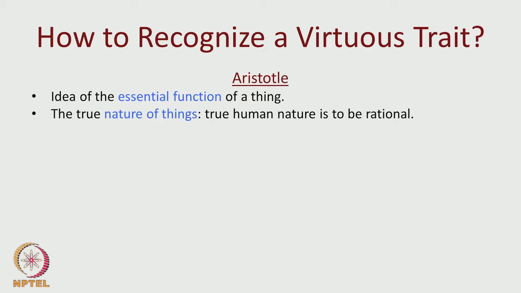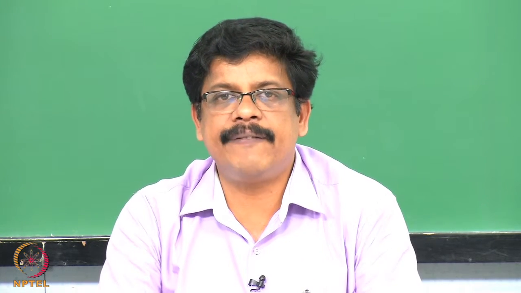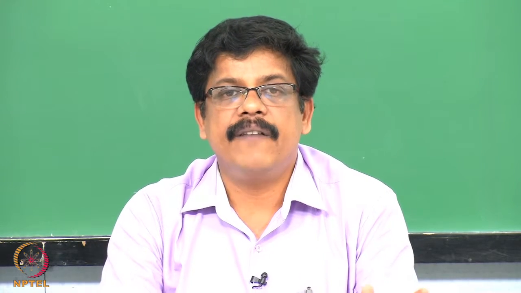So, every object in this world and every living creature in this world will have an essential nature, and associated with that essential nature there is an essential function. So, there is a reference to the true nature of things which every object will have. Naturally, human beings also will have, and what is the true nature of human beings? Being rational. So, Aristotle's famous definition of man: man is a rational animal.